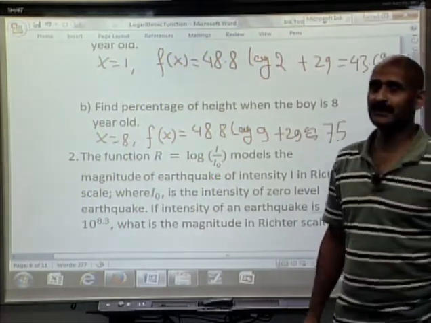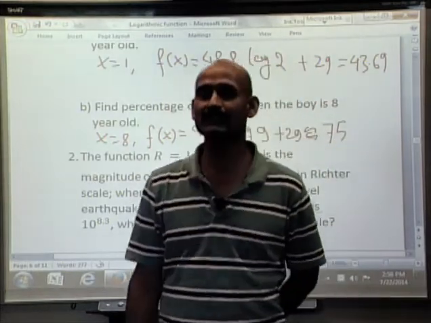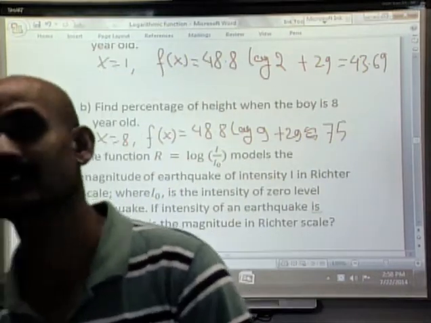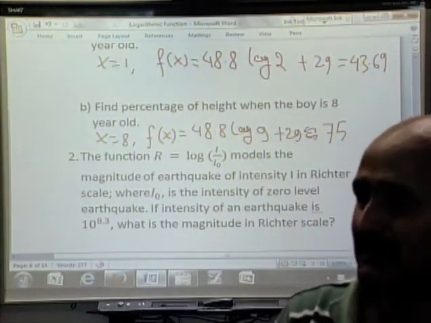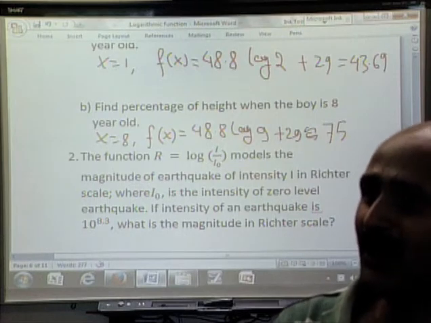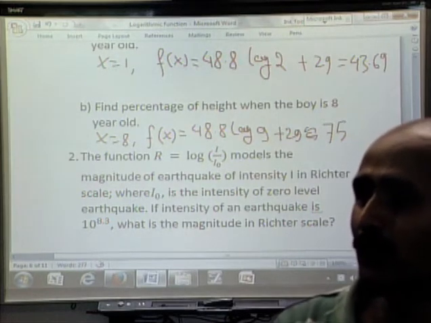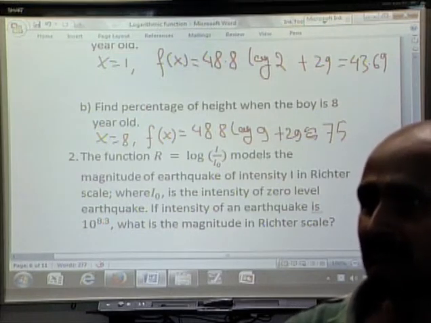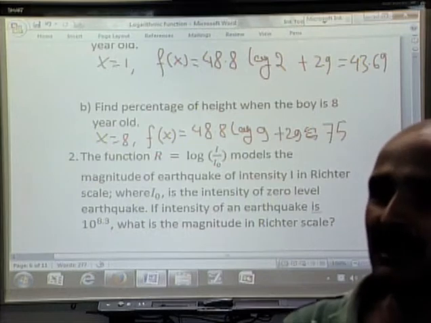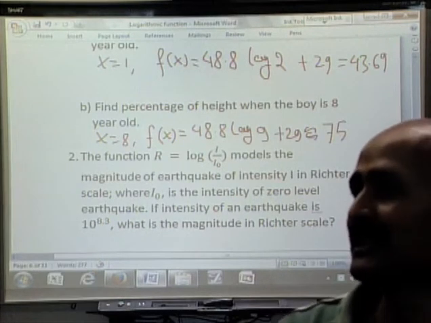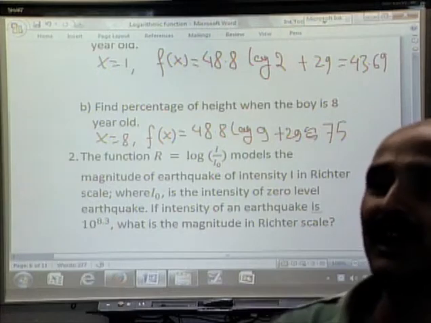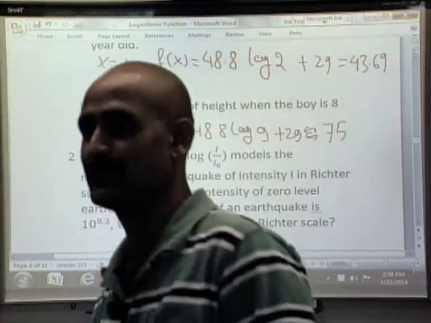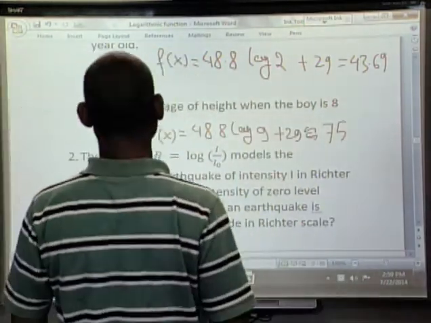So, when a boy is 8 years old, he attains 75% of his adult height, and you might be surprised, this is more or less true. An 8-year-old boy will be around 3 feet and some inches, and the adult height will be somewhere around 5 and 6 feet. So, this is good.